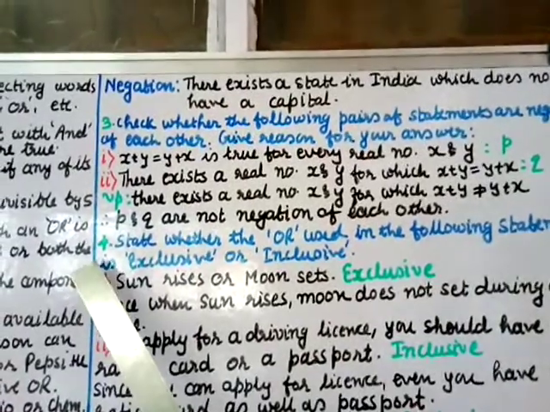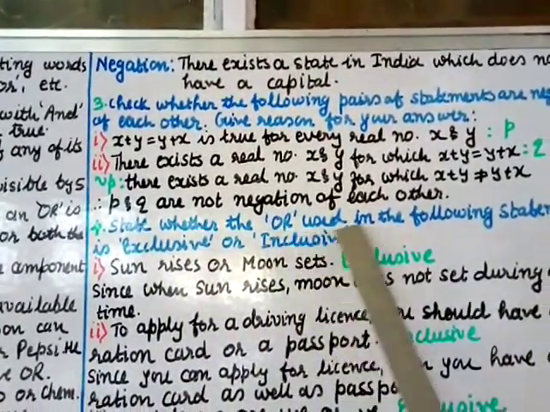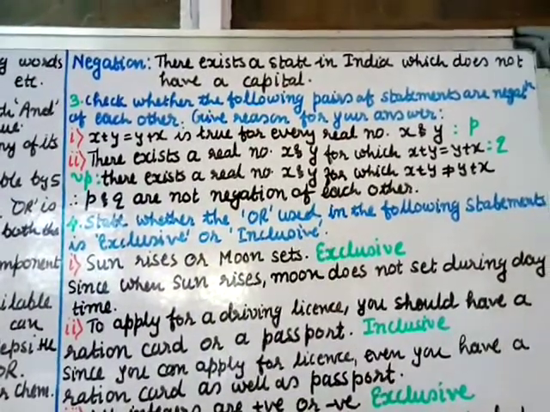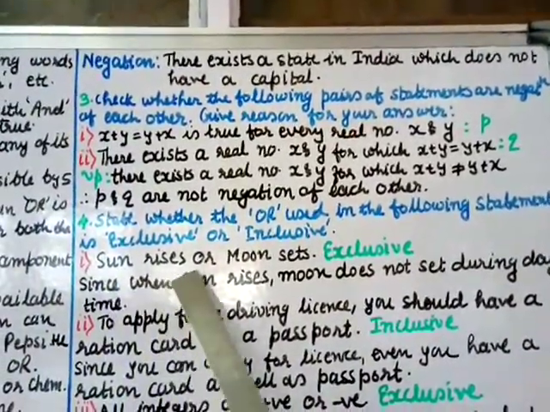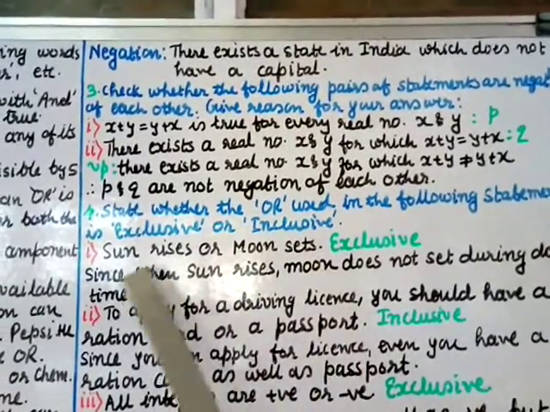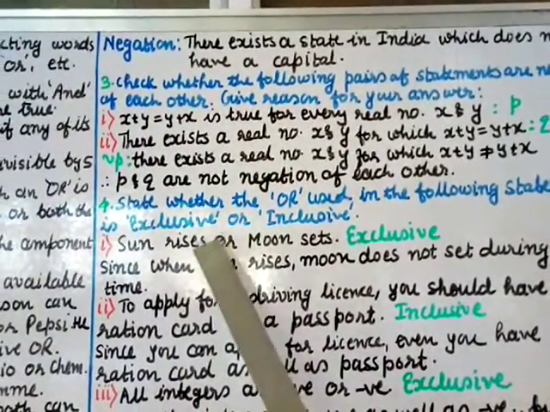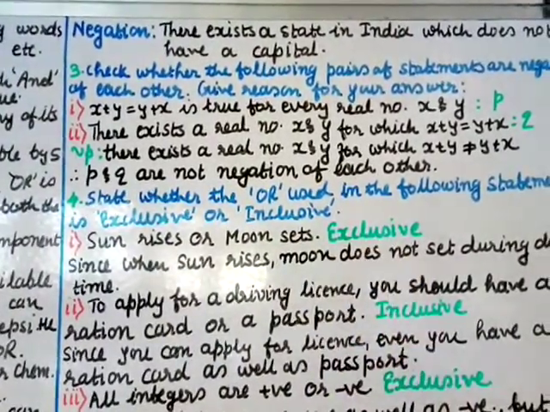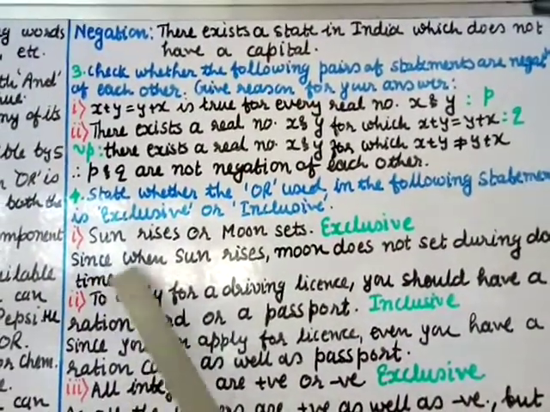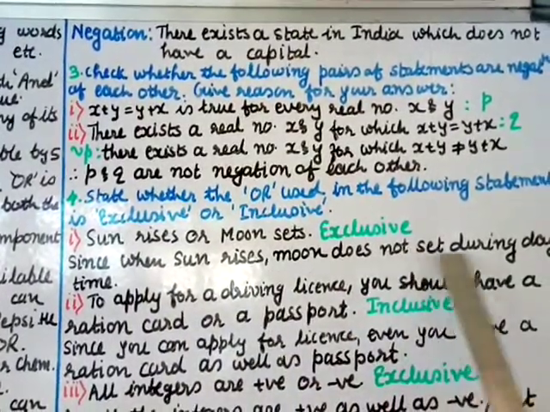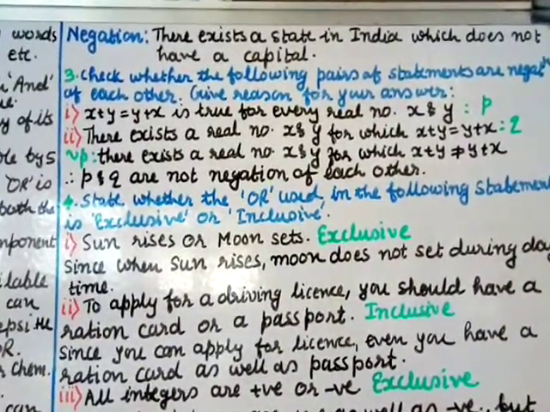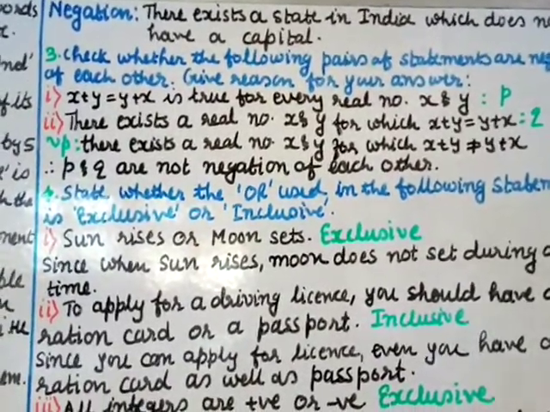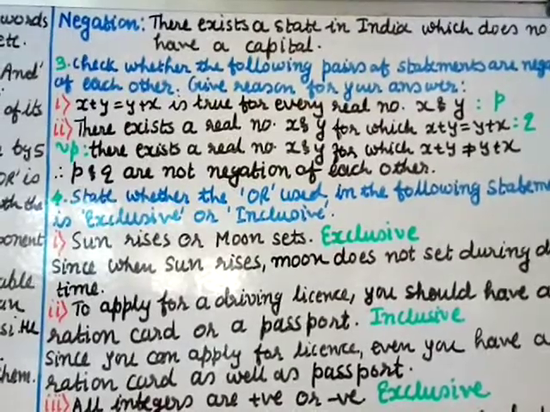Okay. Question number 4, state whether the or used in the following statements is exclusive or inclusive. So number 1, sun rises or moon sets. So here or is the connecting word, right? And for this or you have to find whether it is exclusive or inclusive. Now here it is exclusive. Why exclusive? Because when the sun rises, the moon does not set during daytime. Okay, both do not take place together, so together it doesn't happen, therefore it is exclusive. If it is together, then you can consider inclusive.